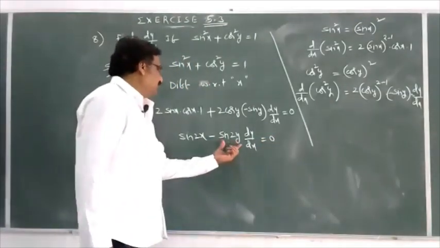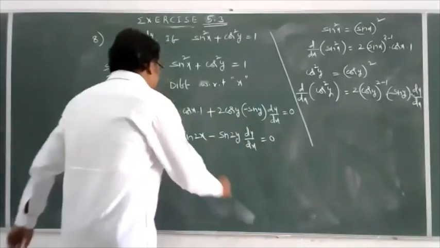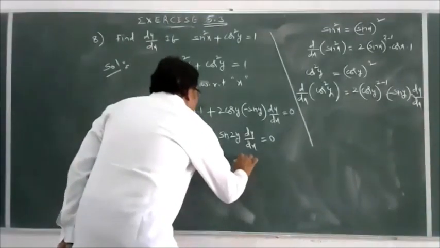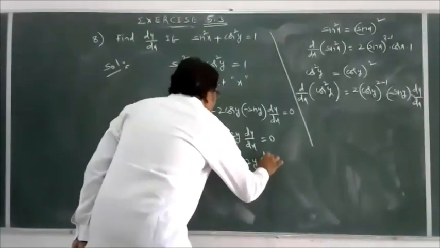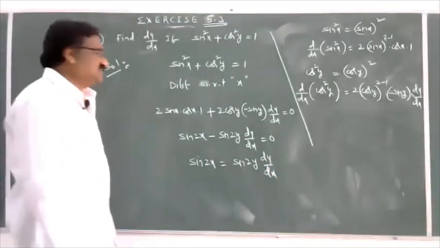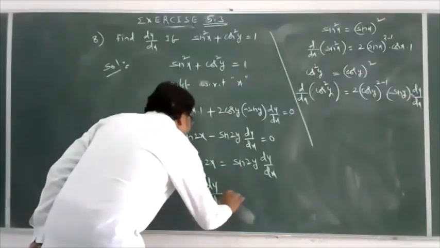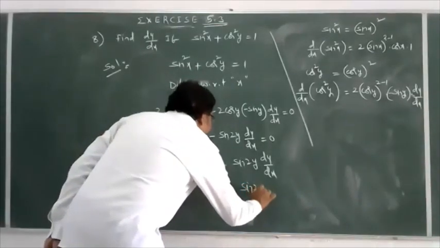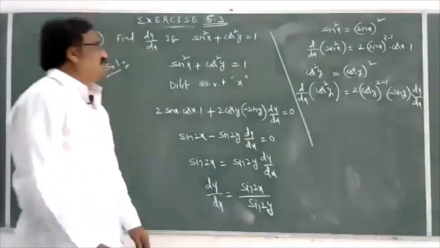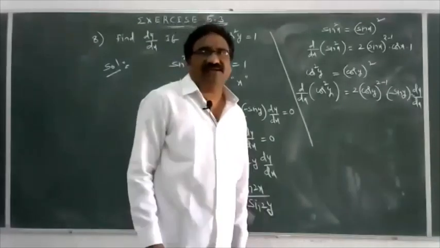You bring this minus 2 sin y cos y dy by dx to the RHS, you get sin 2x is equal to sin 2y into dy by dx. From this you get dy by dx. dy by dx is equal to sin 2x by sin 2y.